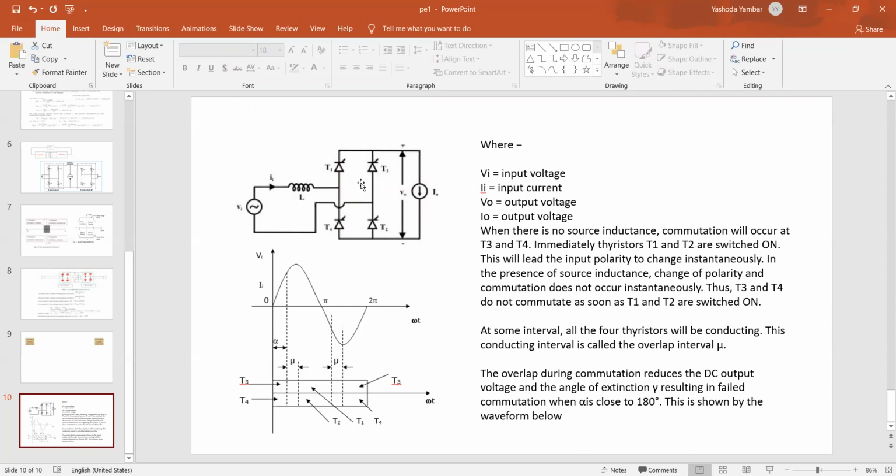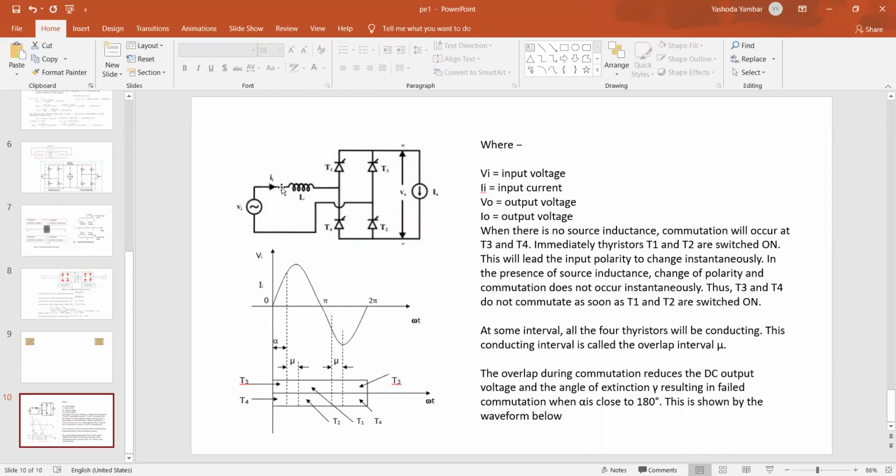Now you see how to explain this circuit theory. Let us assume initially T3 and T4 are turned on. You can see the diagram here. At alpha, we are turning on T3 and T4. When T3 and T4 are turned on, energy is transferred from source to load. Okay, that's fine. But now at omega t equal to pi, T3 and T4 should be turned off.